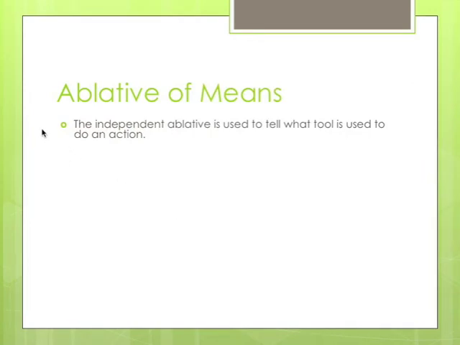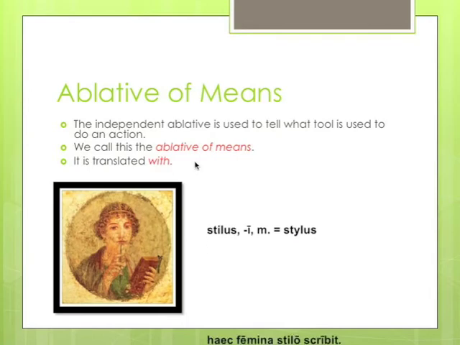We're now about to learn the ablative of means, which is our third use of the independent ablative. The independent ablative is used to tell what tool is used to do an action. We call this the ablative of means. It is translated with. Here's an example.